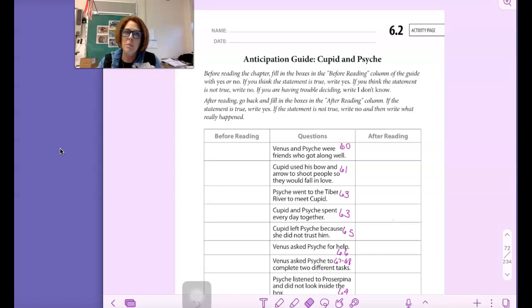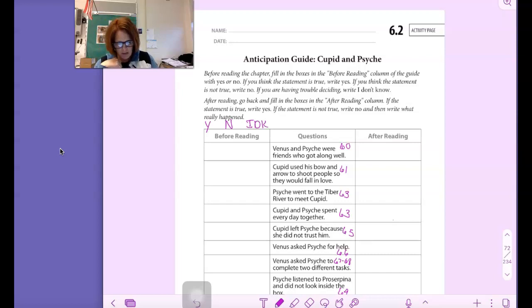So we're going to make some predictions before we read, and then actually as we're reading, we're going to find out if what we predicted was true. So before we read, you are going to fill in the before reading box. You are going to put a Y if you think the statement that is in the middle box is true. You're going to put an N for no if you think it is not true. And you're going to put IDK for I don't know.